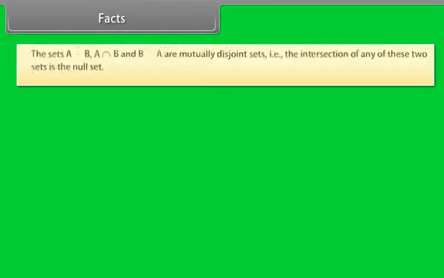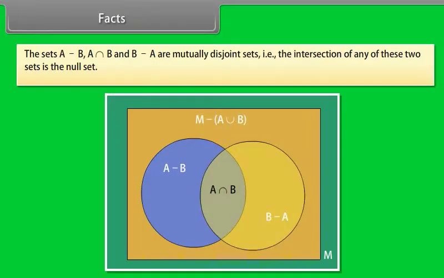Facts. The sets A minus B, A intersection B and B minus A are mutually disjoint sets. That is, the intersection of any two of these sets is the null set.